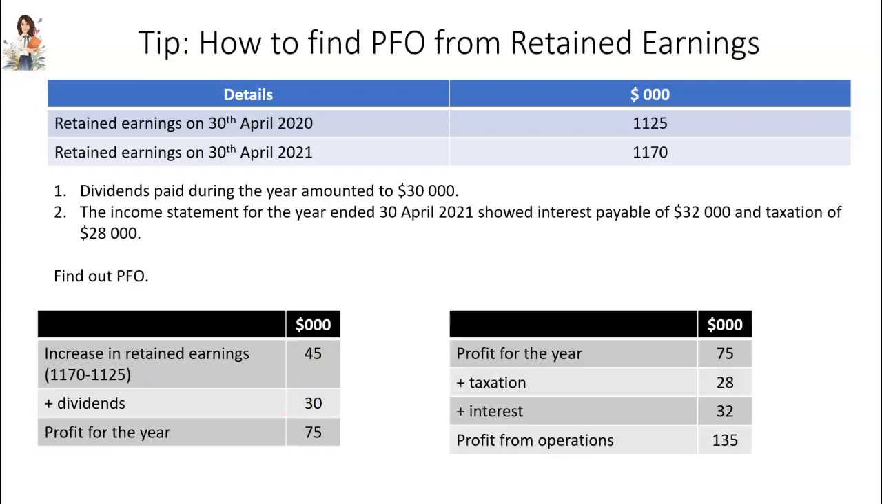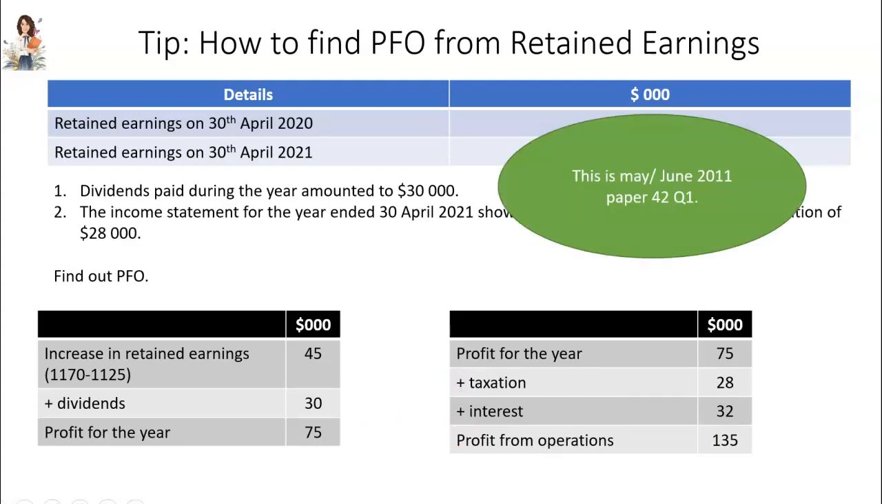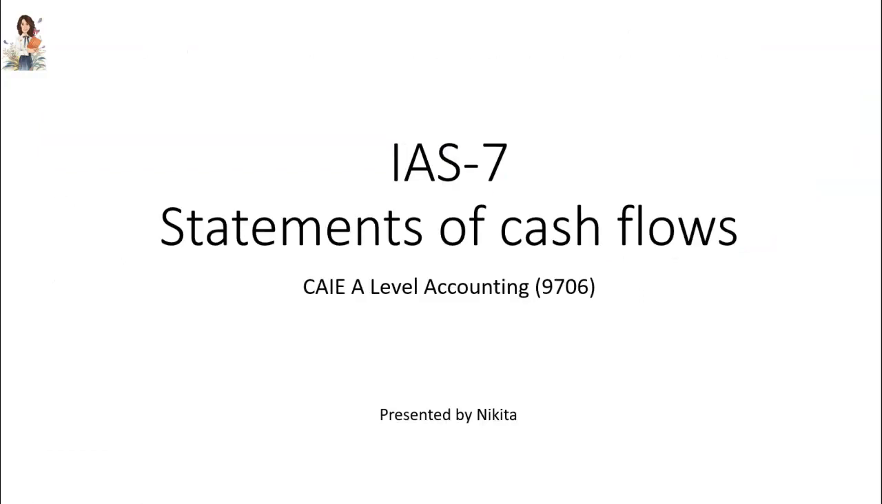Now that we know the profit for the year, it is very easy to find out the profit from operations. So profit from operations can be found out by profit for the year plus taxation plus interest. That is a profit from operations of $135,000. So what did we do here? We found out the profit from operations when we were given retained earnings. Now this is May-June 2011 paper 4.2 question number 1 for those of you who want to solve a sum on this. So that was part 1 of Statements of Cash Flows IAS 7. We will deal with investing and financing activities in another video.